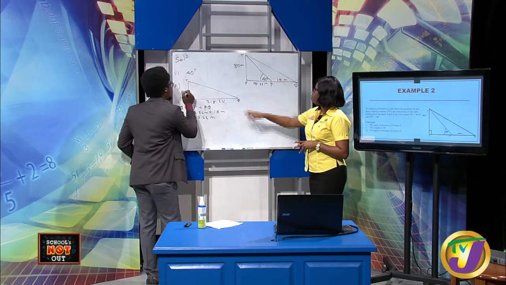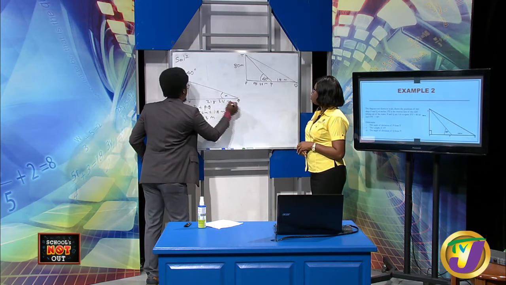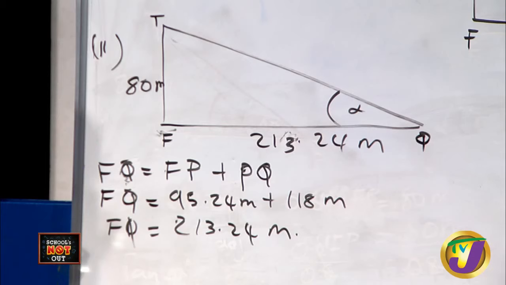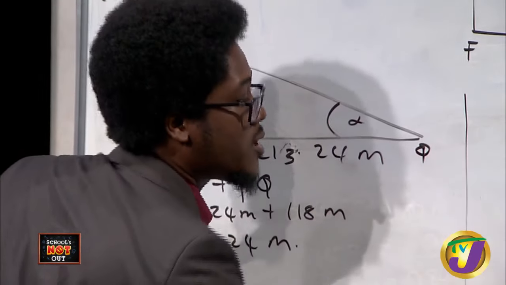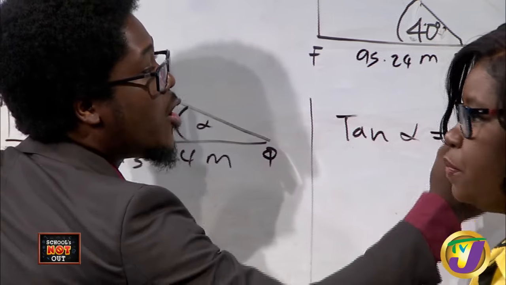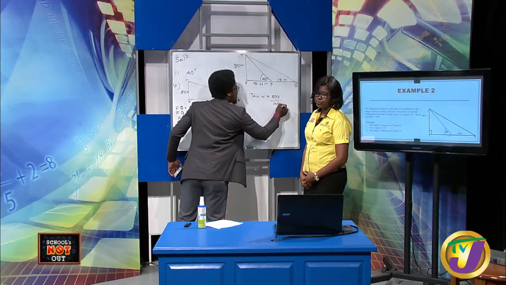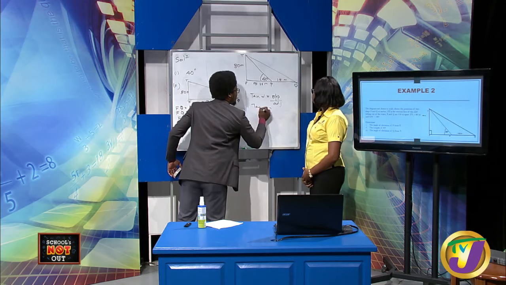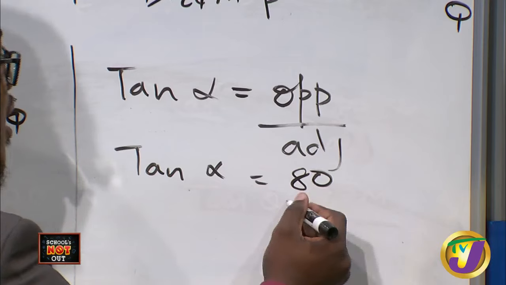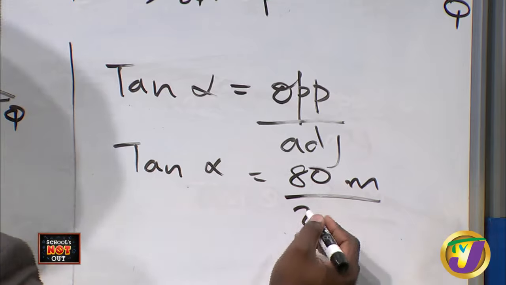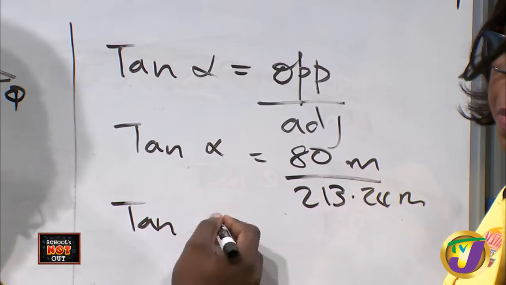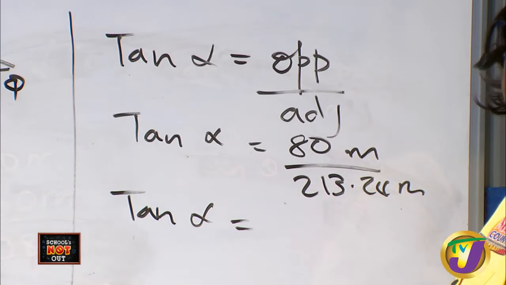Again, I realize that it is a situation where we have the opposite side, yes, and we again have our adjacent. So we know that we are going to be using our tangent formula again. To work this problem, the tangent of the angle that we don't know is equal to the opposite side divided by the adjacent side. So here, we know that our opposite is 80 meters, and our adjacent is 213.24 meters.